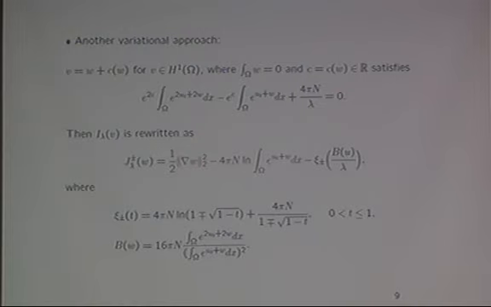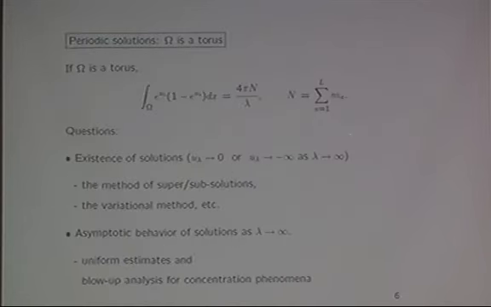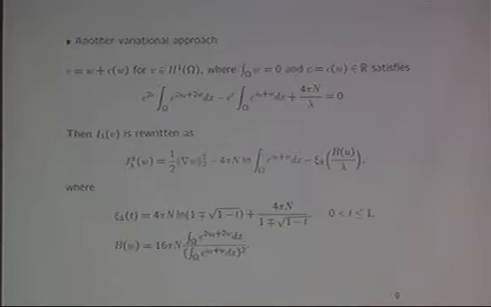So the main idea is this: if V belongs to the H1 space, then we decompose V as W plus some real number C. Here, the average value of W equals 0, and C satisfies these quadratic equations. Actually, these quadratic equations follow from this equality. This is an a priori estimate for the real number C.